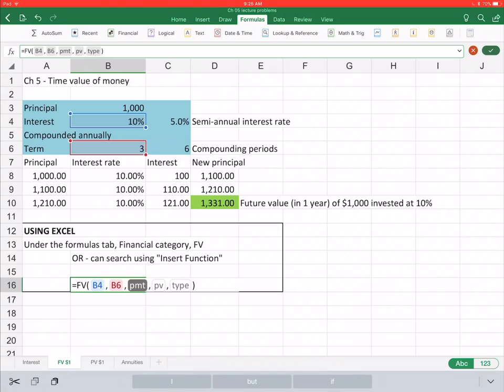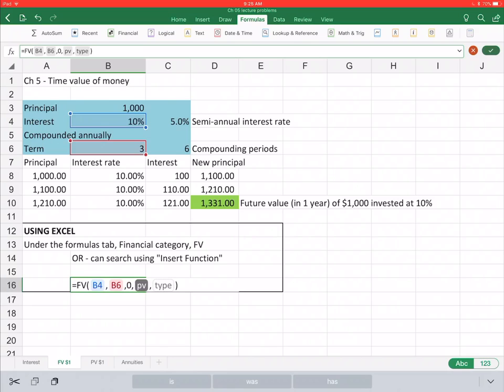PMT stands for payment. This is if we were putting a payment into the investment each and every year. So instead of just having one lump sum at the beginning of our investment period, let's say that every year for the 3 years we were throwing in $500. That would be what PMT, what payment is. In this particular example, we don't have a payment. The only thing that we have is a present value. So for PMT, for this example, it's going to be 0. I don't have a payment that I'm making into that investment every period.